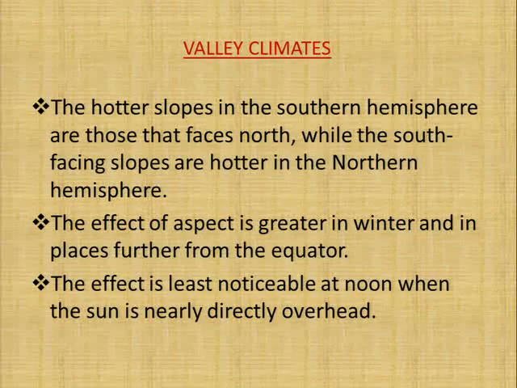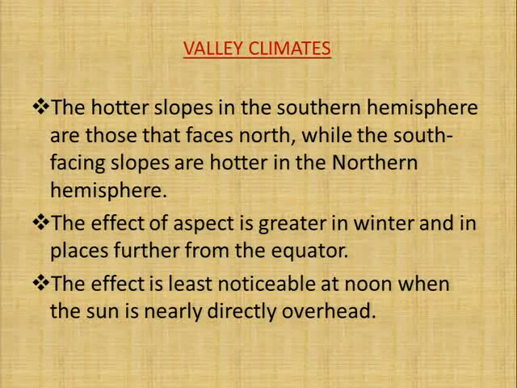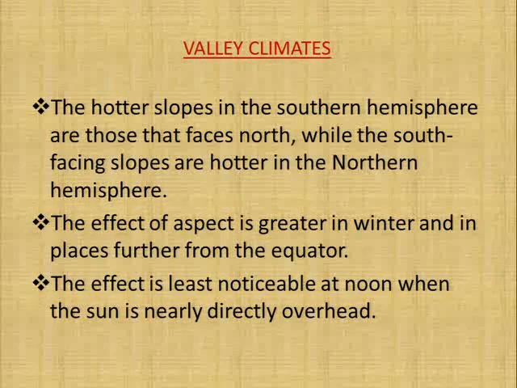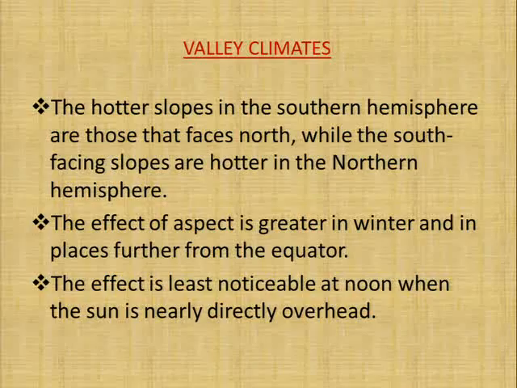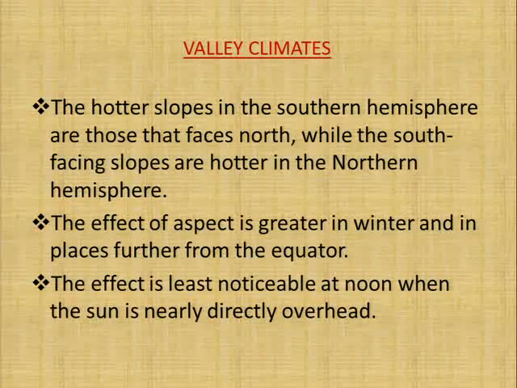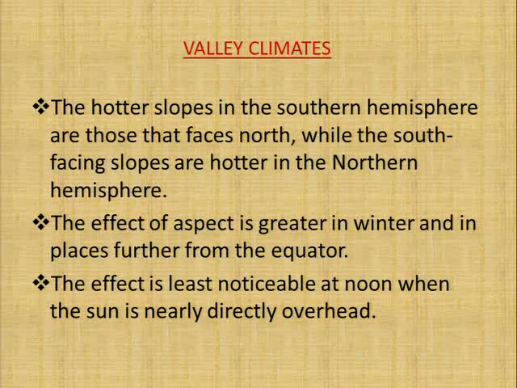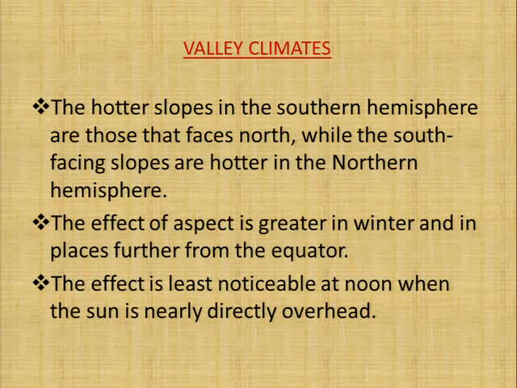Therefore, the air will move down the slope and collect in the valley. That's why they say this effect of the aspect is greater in winter and in places further from the equator. And that is why, when people are making their settlements, you will come across it in settlement geography. The people will be choosing the north-facing slopes and in the thermal belt precisely. So the effect is least noticeable at noon when the sun is nearly directly overhead. Because if it is in the afternoon, this is a little bit noticeable.